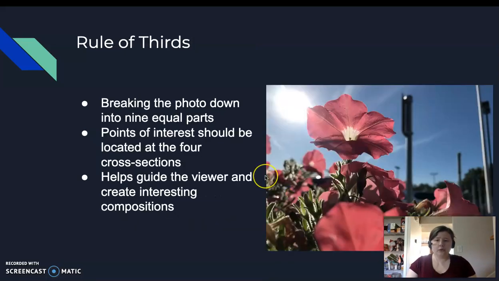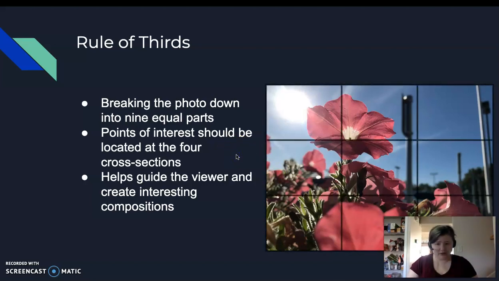So, rule of thirds. This is super key, very important. If you want to write anything down, make sure that you star, underline, bold, whatever, the rule of thirds. It's breaking the photo down into 9 equal parts. And your points of interest should be located at the cross sections. This helps to guide the viewer through your piece and create interesting compositions.